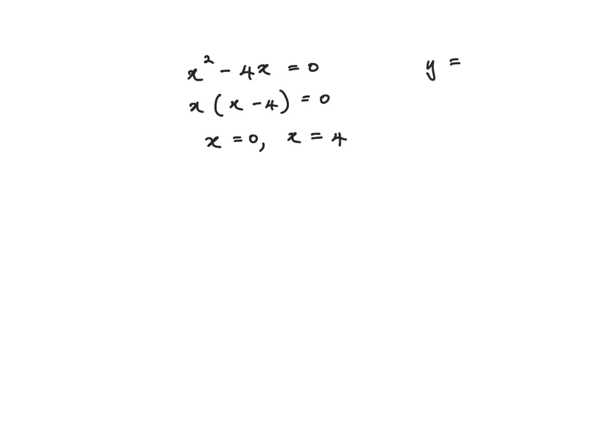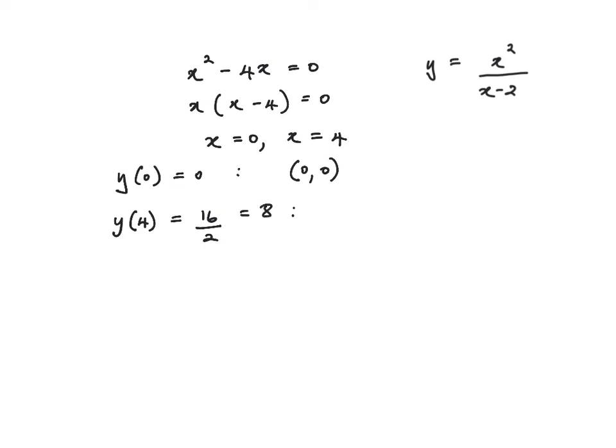We've got our original function x squared over x minus 2. So y of 0 is 0, we already know that. That means we have a stationary point at 0, 0. And then y of 4, well, that's 16 over 4 minus 2, which is 8. So we have a stationary point at 4, 8.